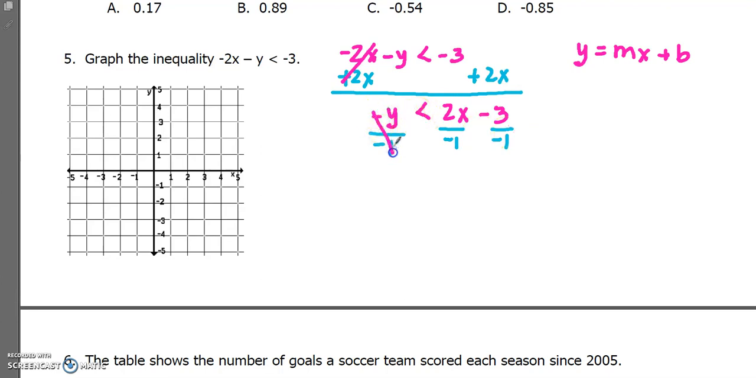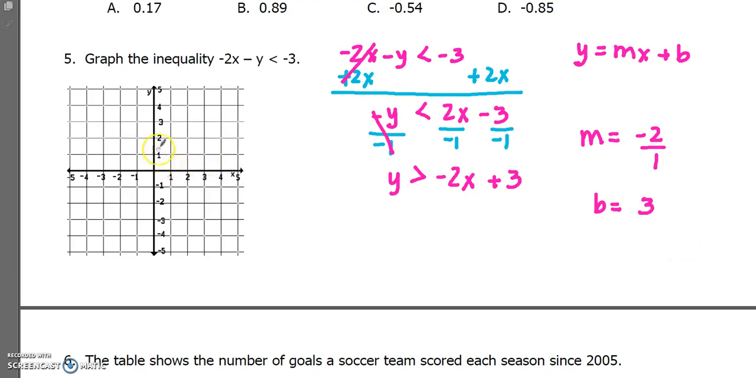And so because I divided by a negative number, my inequality sign is going to flip. And then 2 divided by negative 1 is negative 2x, and negative 3 divided by negative 1 is a positive 3. Okay, so now I have my slope, which is negative 2, and I'm going to use it to graph, so I'm going to put it over 1. And I have my y-intercept, which is a positive 3. So let's go over here to graph.